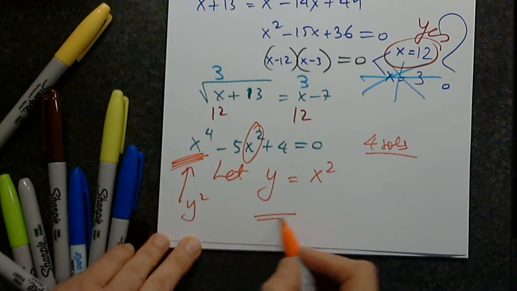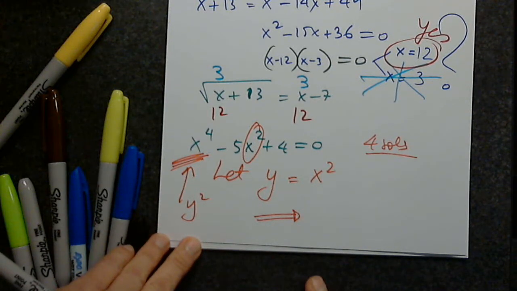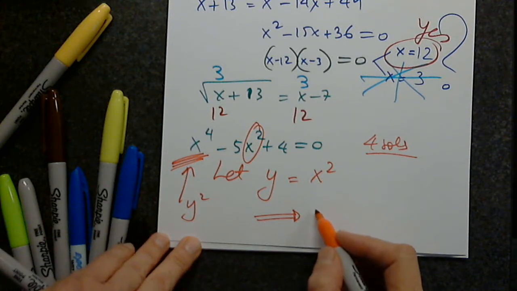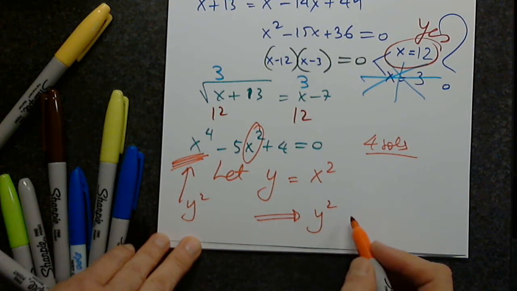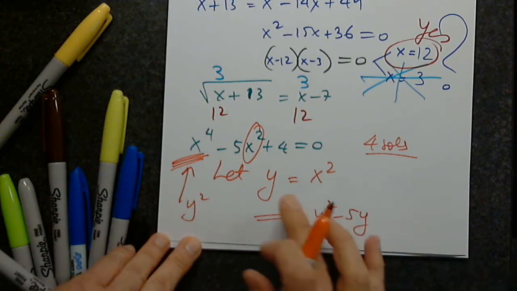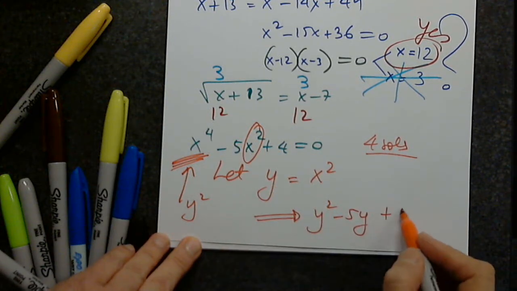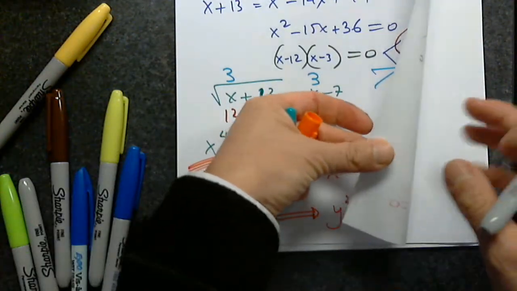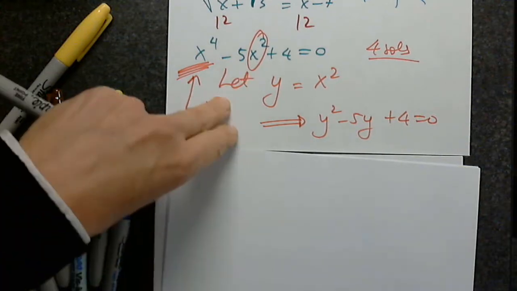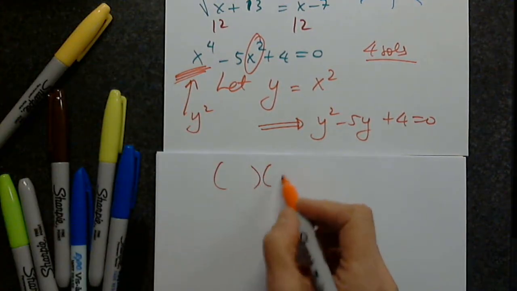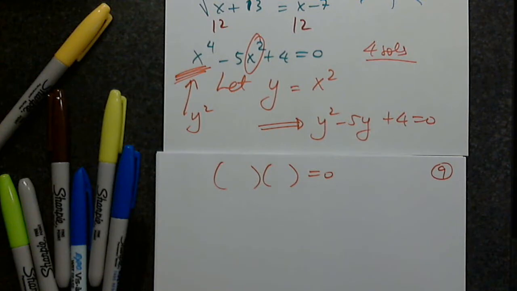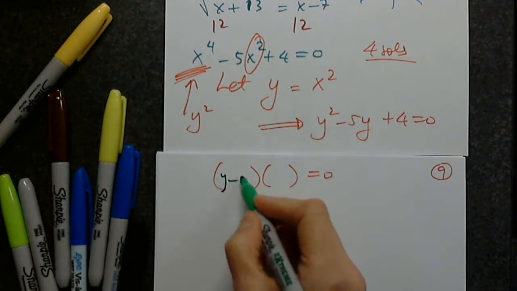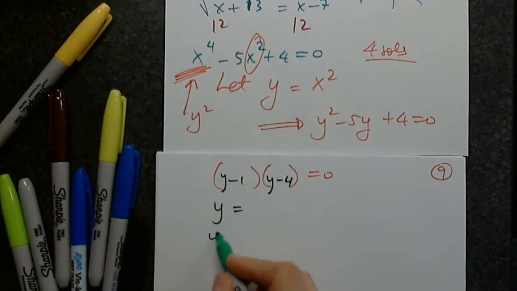So then, what do I conclude? Y squared. Yes. Minus 5y. This is y. X squared is y. Plus 4 equals 0. Very good. Well done. So what do I do with this? Perfect. Well done. Y minus 4 times y minus 1. So then I get y equals and y equals.